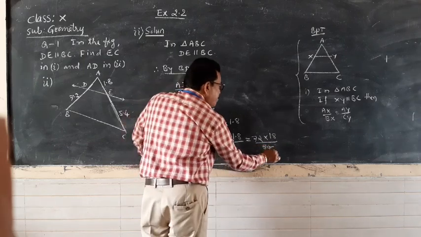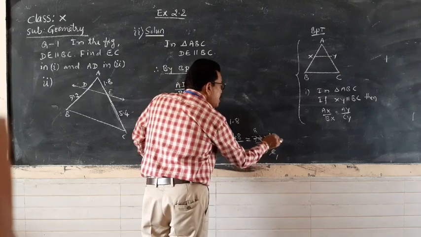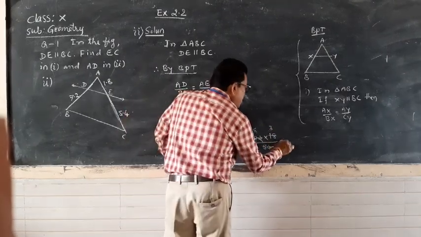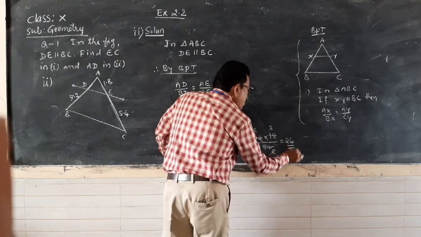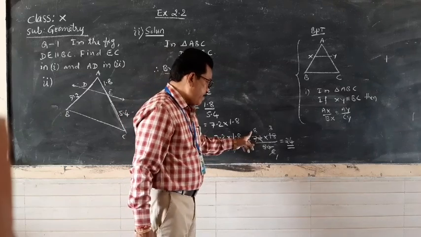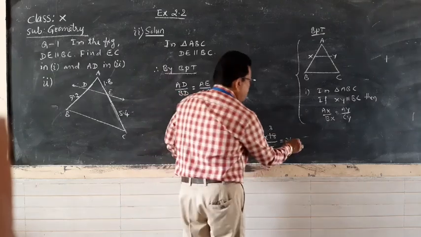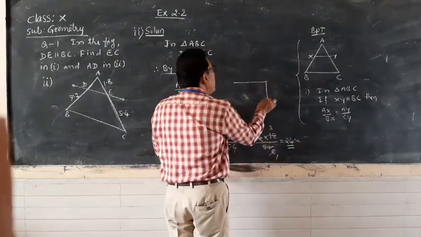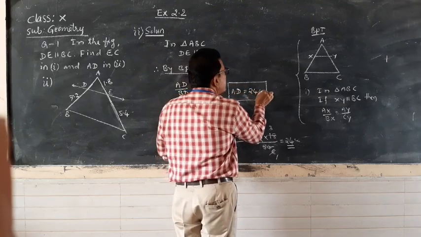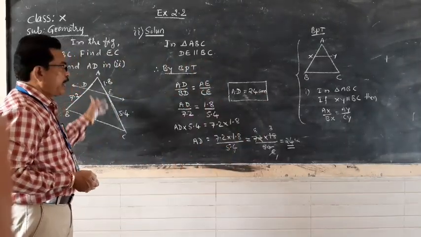9 sixes are 54, 9 eights are 72, then 6 ones are 6, 6 threes are 18, so 8 threes are 24. How much do we get? 24 centimeters. How much is the AD? AD will be 24 centimeters. Okay, write down the second one.